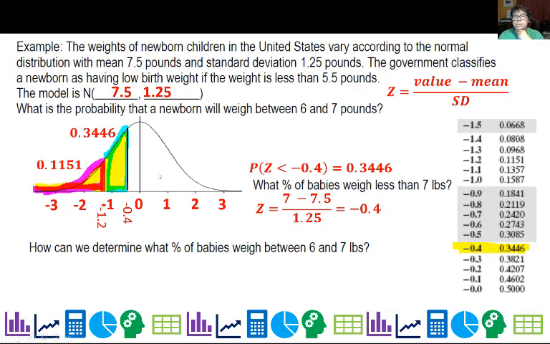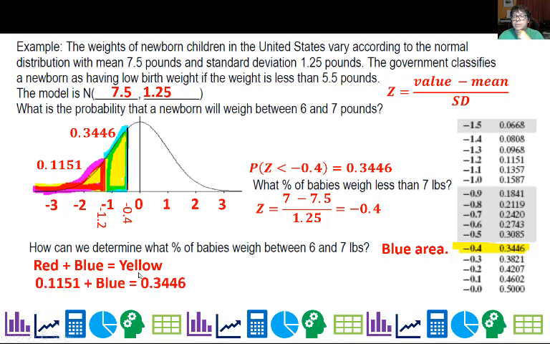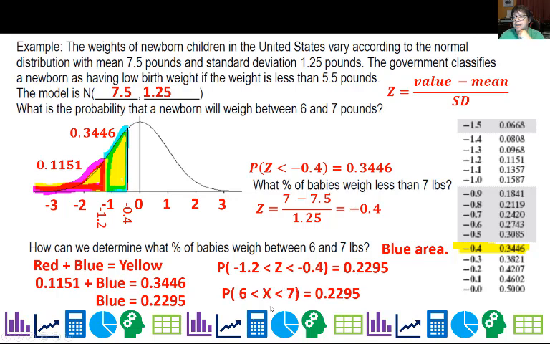If I'm looking for this blue area right here, I can say red plus blue is the yellow, right? I know the red is 0.1151. I know the yellow is 0.3446. Solve for blue, and I get 0.2295. So the probability that the z-score is between negative 1.2 and negative 0.4 is 0.2295. The other way I can say it, the probability the weight is between 6 and 7 pounds is 0.2295. Notice here I use Z for z-scores and X for the actual values in the problem.